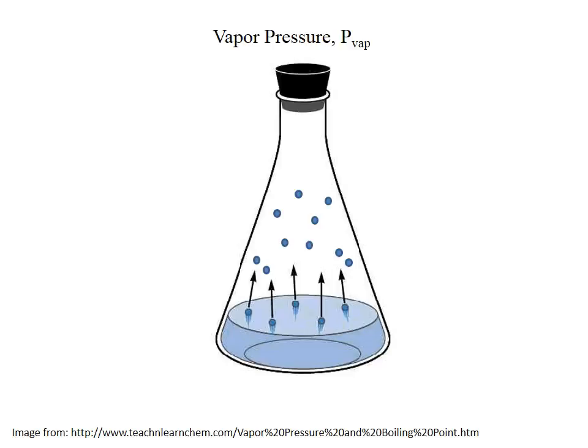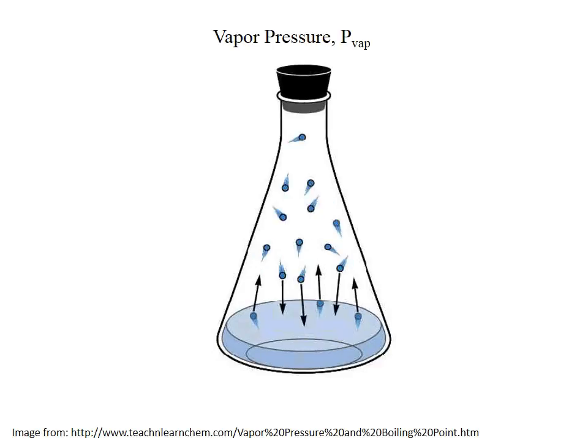Eventually, we'll get enough molecules up in the gas phase that they will start to collide with the walls, collide with each other, recollide with the surface of the liquid, and they'll start to lose kinetic energy, and come back and condense back into the liquid phase. At a certain point, the rate of evaporation, escape into the gas phase, will equal the rate of condensation. And that, what we call equilibrium, will always be achieved.